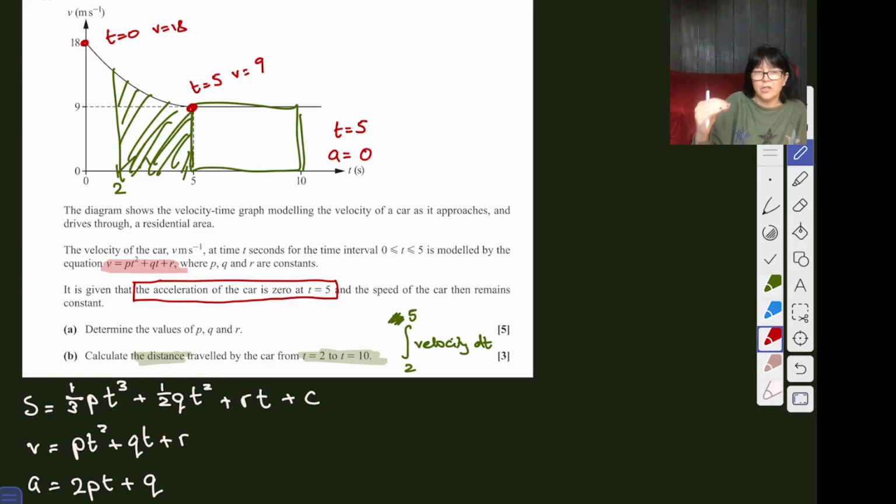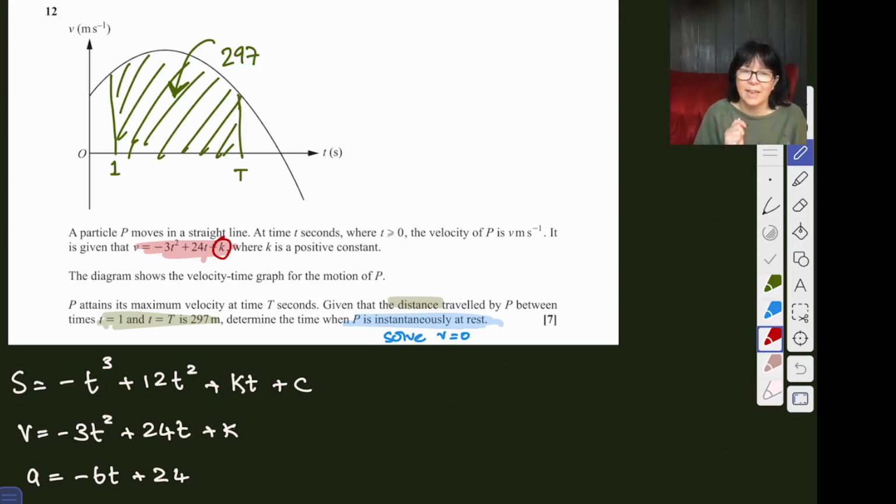So I'd need to differentiate v to get a, and then I can sub in t is 5 and a is 0. Now I've got 3 equations, one coming from each piece of information, subbed into its relevant equation, and then I can do simultaneous equations and I'll find the 3 unknowns.